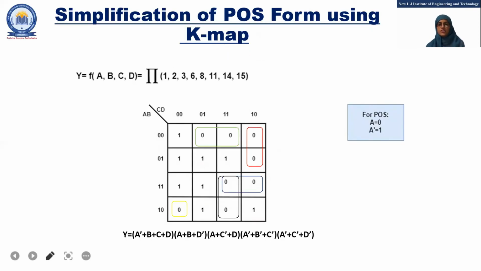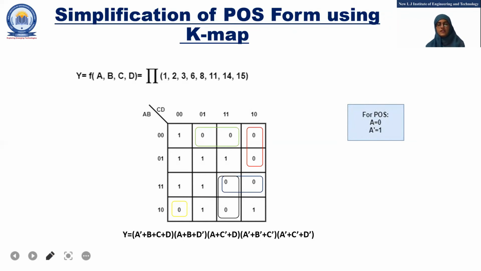Now the next question is Y is equal to a function of A, B, C, D is equal to the product of 1, 2, 3, 6, 8, 11, 14 and 15. The numbering will be the same as the SOP. The output condition of POS is 0. So we will write zeros in the given terms. Now we have to mark the groups.